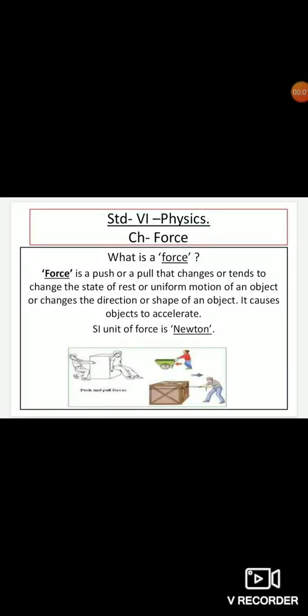Good morning, everyone. Welcome to this chapter, Force, of Standard 6 Physics. Here we are going to learn what is force.